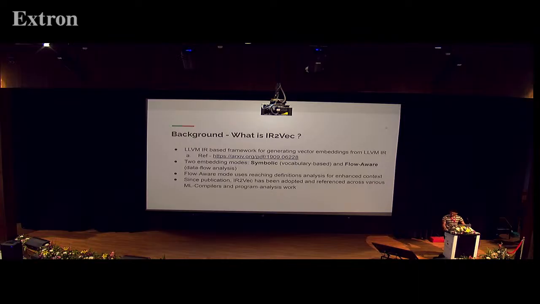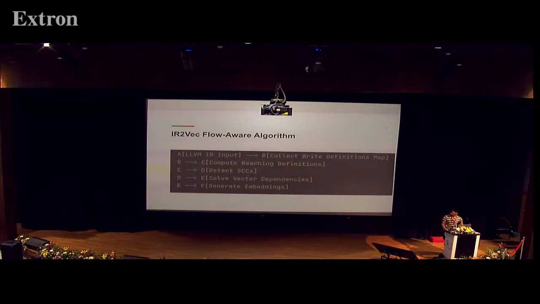Now, to train ML models, you need embeddings. And how do you get embeddings? You need tools like IR2VEC, which will take LLVM IR and convert it into embeddings, which can then be used in downstream tasks. IR2VEC specifically does this by two methods. One is the symbolic embeddings, and one is the flow-aware embeddings. Specifically for our case today, I will focus on flow-aware embeddings.